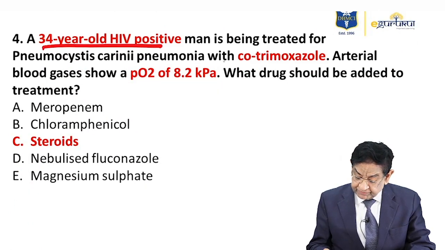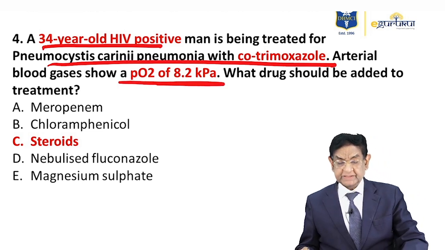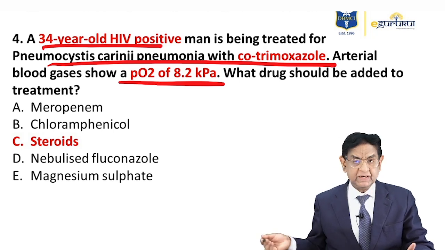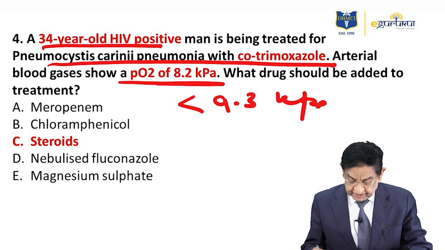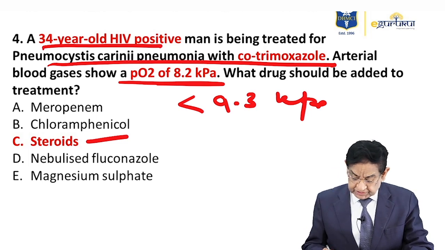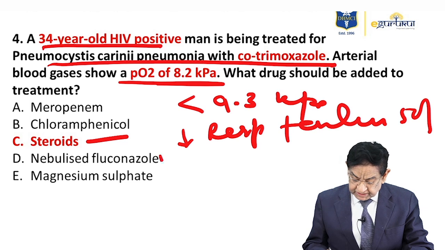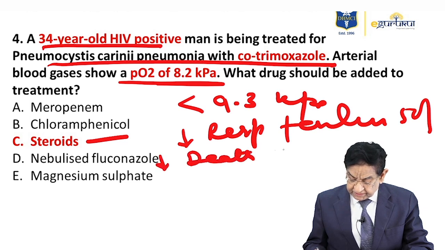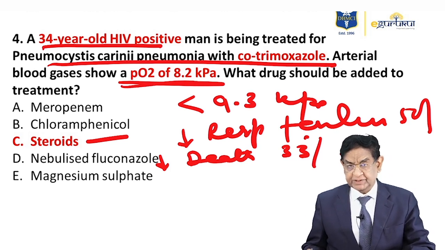A 34-year-old HIV positive patient taking co-trimoxazole, and now the PaO2 is 8.2. What to be added? Now your concepts are very clear. We learned that if the PaO2 is below 9.3 kPa, then we add steroids. When we add steroid, it reduces the chances of respiratory failure by 50%, and it reduces the chance of death by 33%.